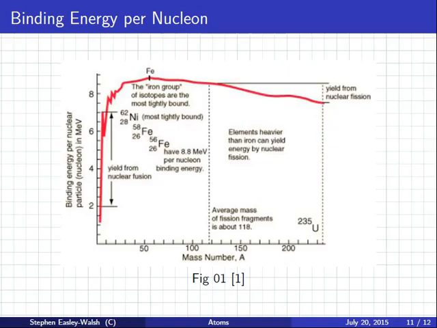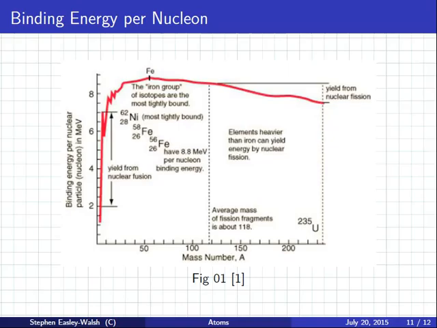So the iron group, these are very tightly bound together. What things are not tightly bound together? What would be at the start of this chart? Hydrogen, and then helium, and then lithium. So these are the easier ones to separate. If you fire something at them, it's easier to separate them.